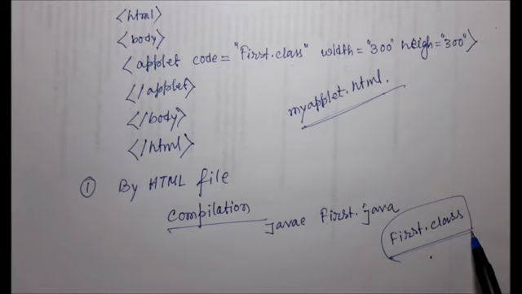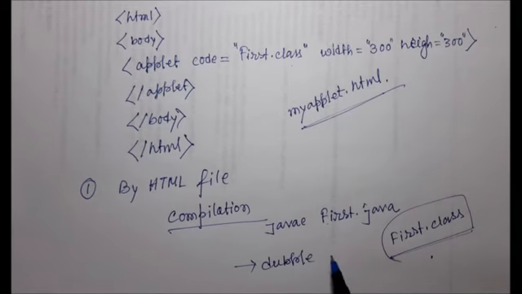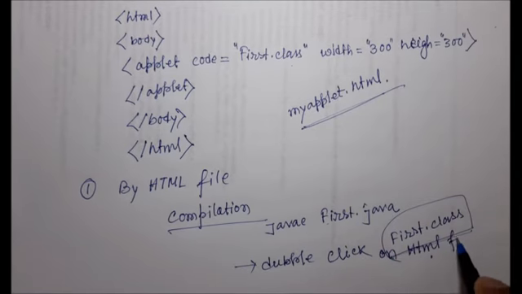So after compilation, we just have to double click the HTML file. This is the first procedure. If I want to run by using an HTML file, first we have to compile this Java file, then we have to make this HTML file, then I will double click on the HTML file. After compilation, I will get the output.